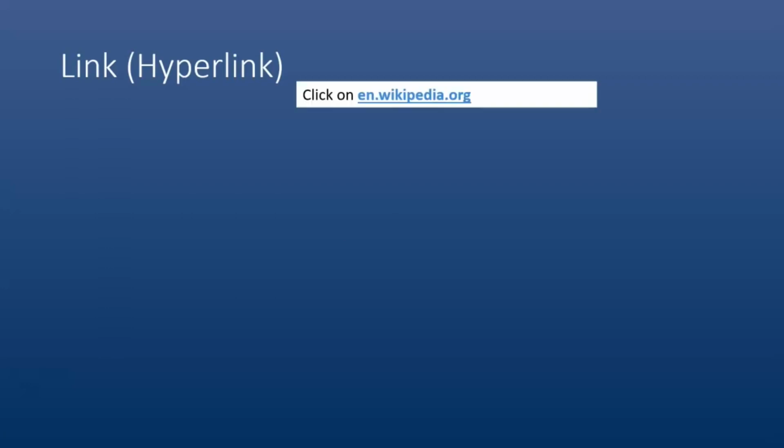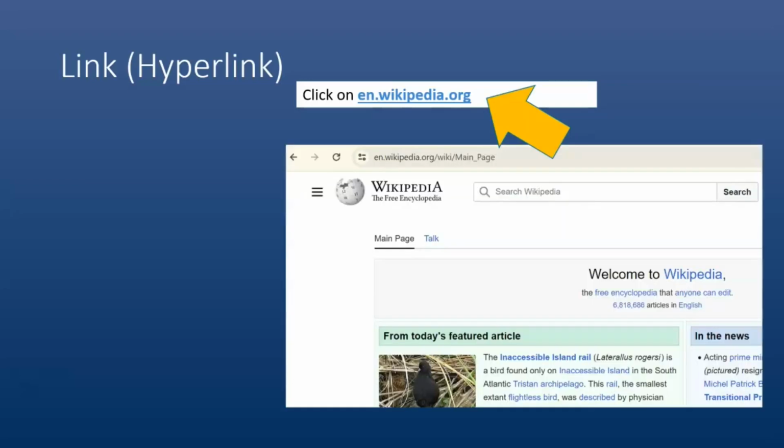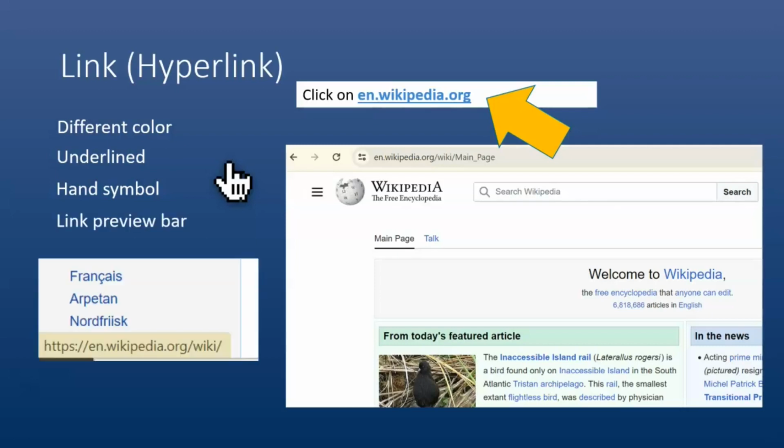Link. A link, short for hyperlink, is a text or image on a web page that allows the user to navigate to a new page by clicking or tapping on it. Text hyperlinks may have several characteristics, such as being differently colored, often blue, being underlined, and displaying a hand symbol when hovered over with the mouse cursor. Also, at the bottom of the browser, the link preview bar shows which page will be accessed when clicking the link.